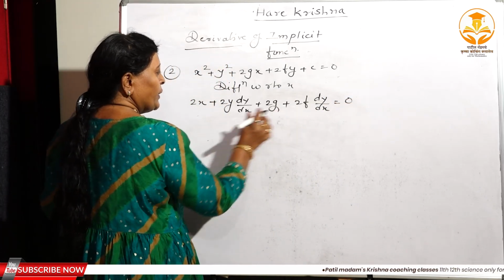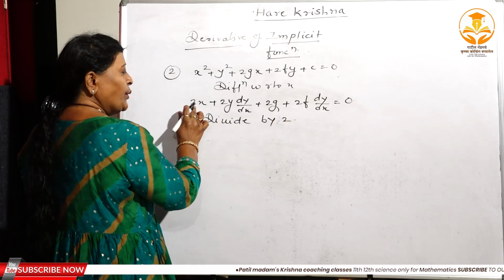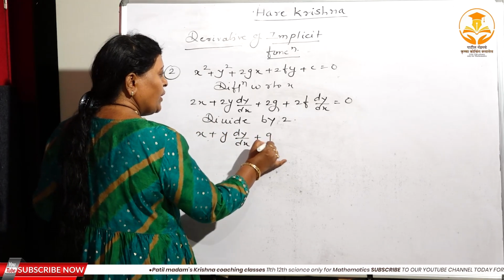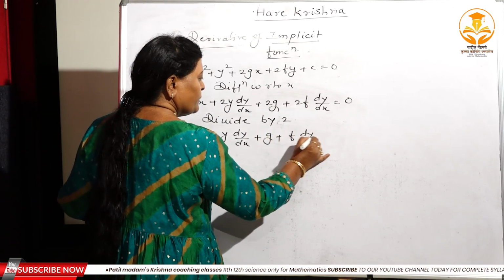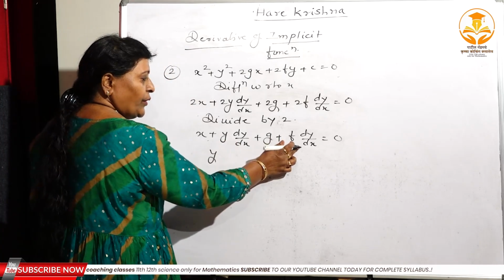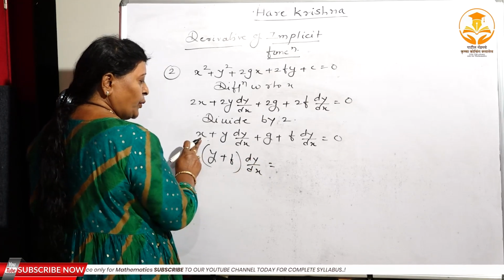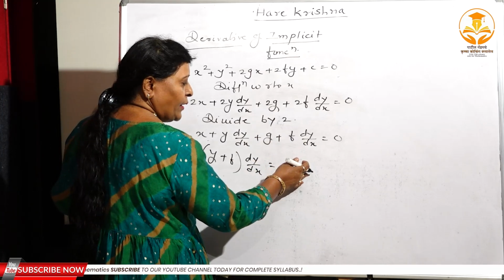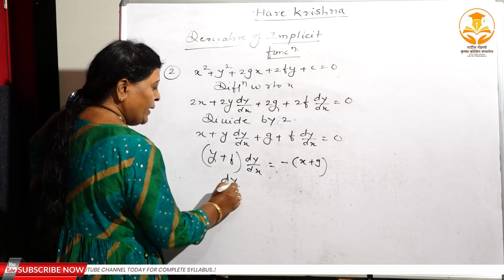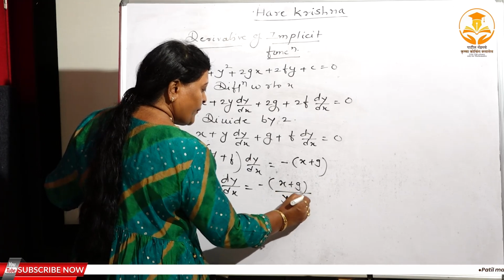2, 2, 2, 2. Therefore, you can divide by 2 and simplify the function. When you divide by 2, you get x, here again y dy by dx, here again g, and here f dy by dx. Again collect the terms of dy by dx. Here the coefficient of dy by dx is y, and here the coefficient of dy by dx is f. These two terms, x and g, you have to transfer to that side, so they become minus. Take the minus sign common and write x plus g. Therefore dy by dx is equal to minus x plus g divided by y plus f.